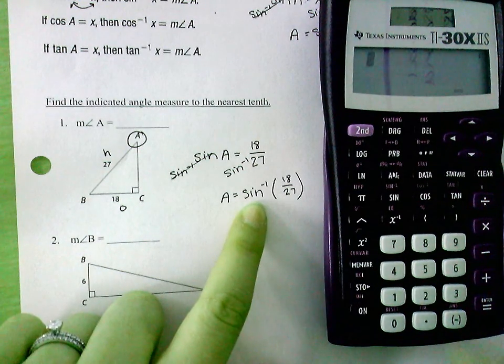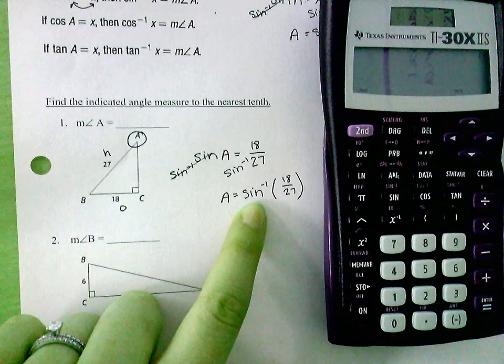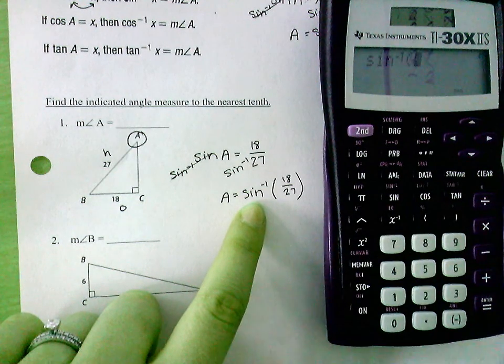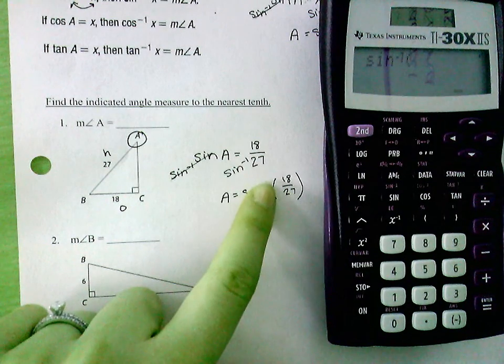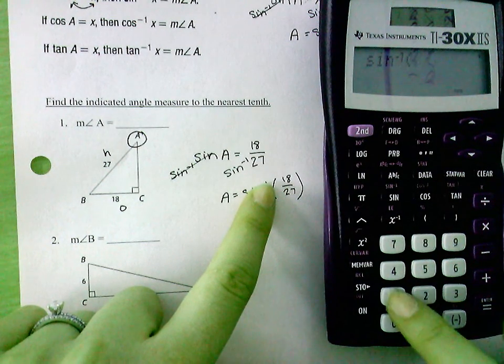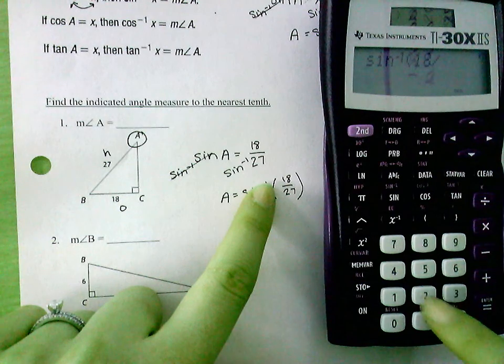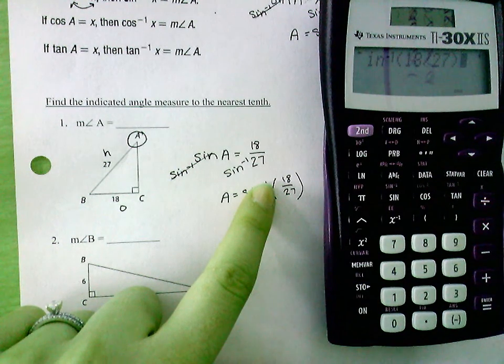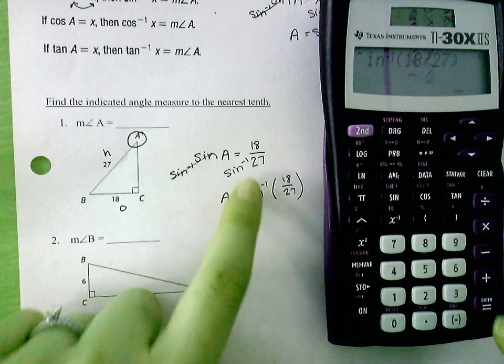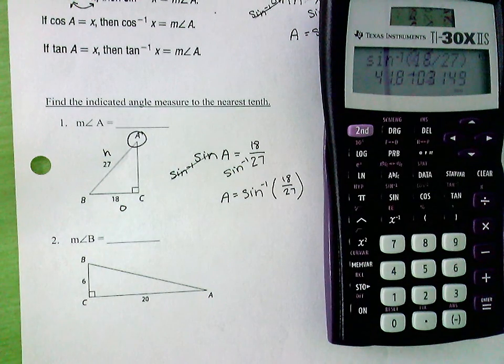To get sine inverse, again, you need to press second. We'll press that sine button. Make sure it shows up with that -1. And then we're going to type in our fraction there. So 18 over 27, and I'll end my parenthesis. Press equals.